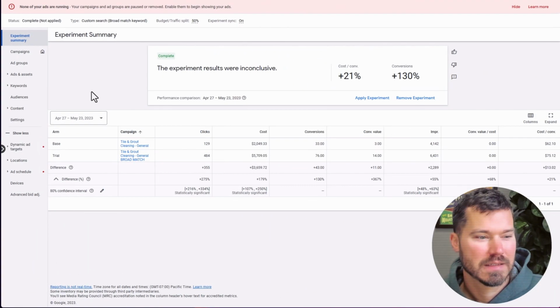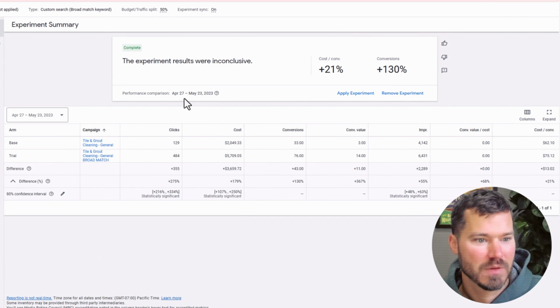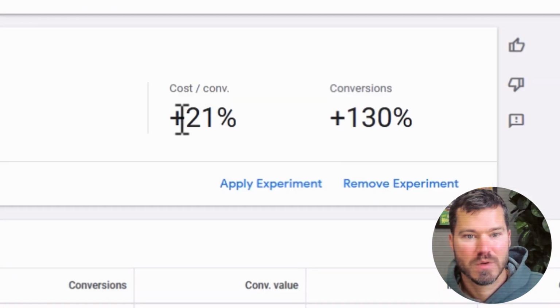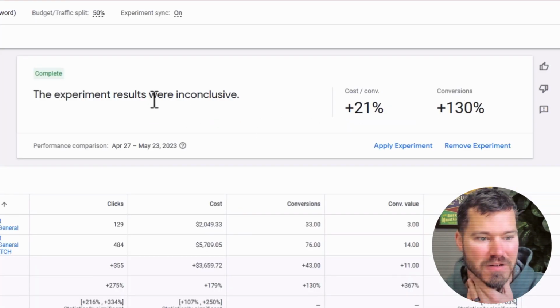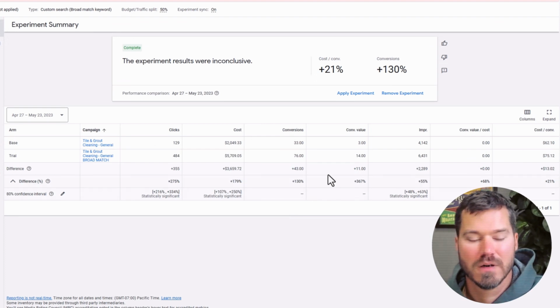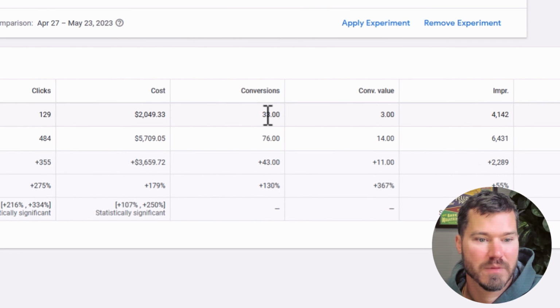This is like a floor tile cleaner in Texas as well. Ran this one earlier this year. Cost per conversion was actually up 21% and conversions were up 130%. So this one's a bit trickier to kind of decide on. They say results were inconclusive. So this could depend on the goals of your client or yourself if you're the advertiser. So conversions went from 33 to 76. So more than double. That's very significant.